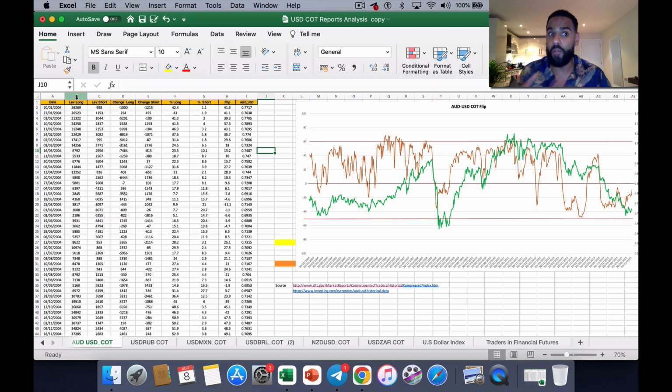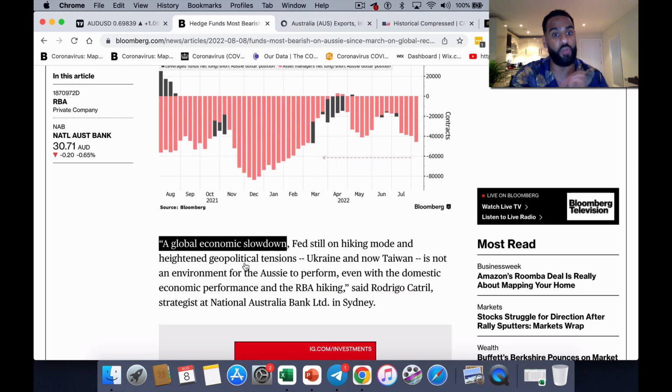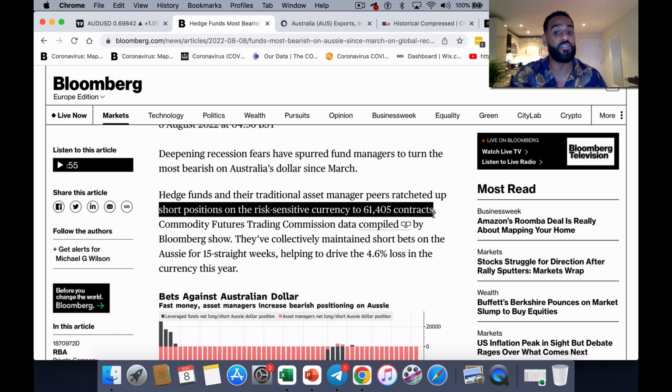Okay, but non-commercial trading, which is what we're looking at here, is literally telling you how many long positions are there for a currency and how many short positions are there for a currency, so you can know if the market is overall selling a currency or buying a currency. That is why in this article over here, you can see it says hedge funds have ratcheted up short positions to 61,000 contracts.